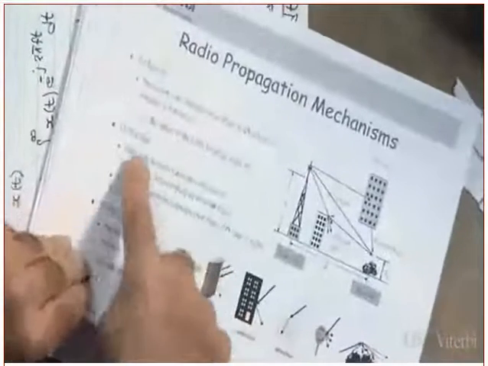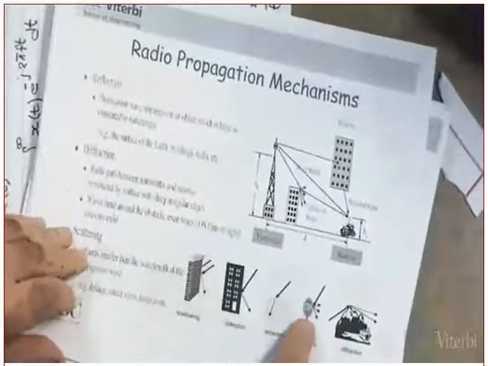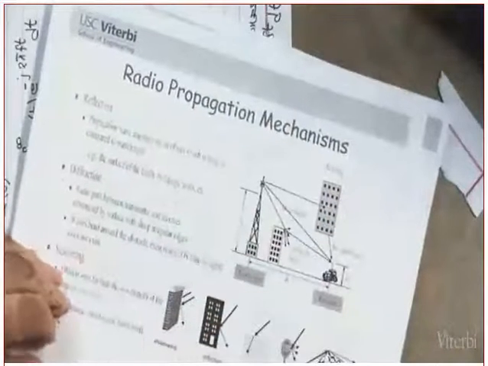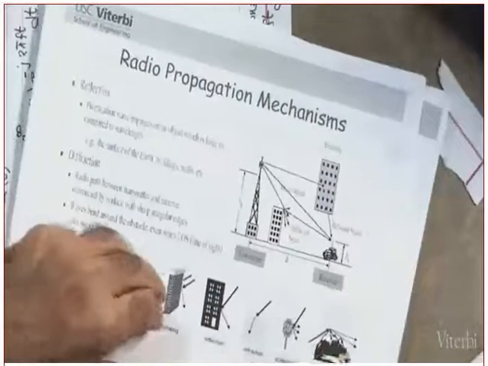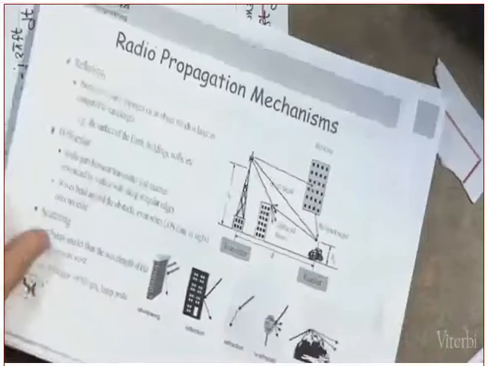Okay, I lost track. Where is the picture? Okay, this is the one that I just showed you, with reflection, diffraction and scattering. Scattering, as I told you, is like from a lamp post or a raindrop, and diffraction is from the hilltops.